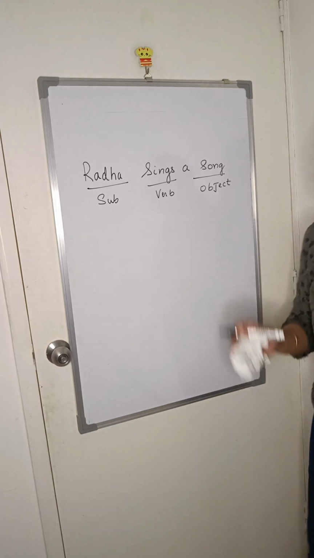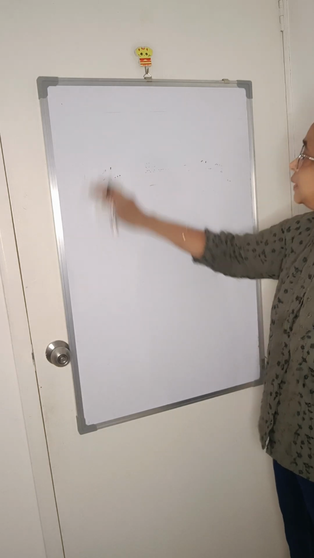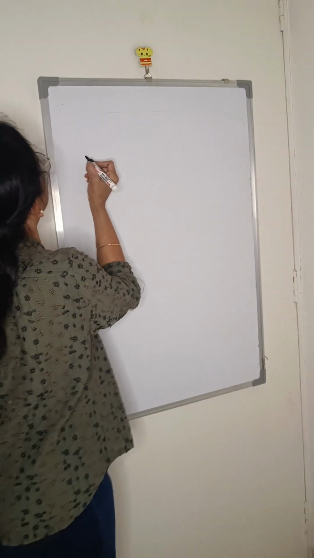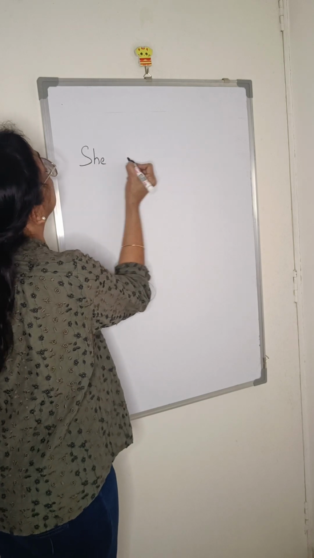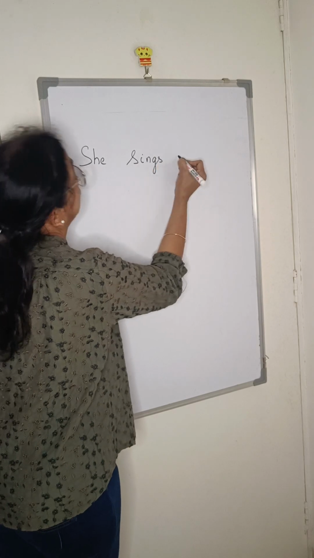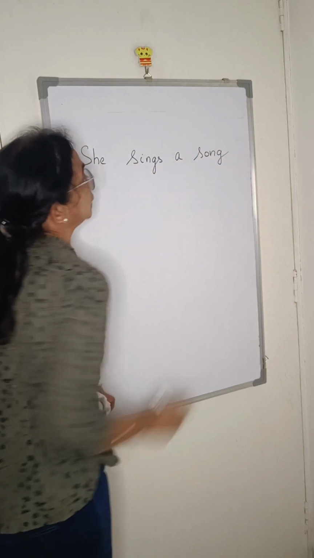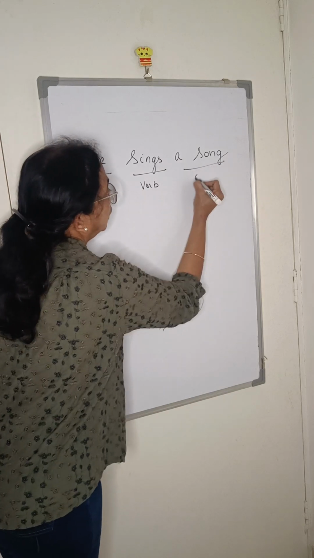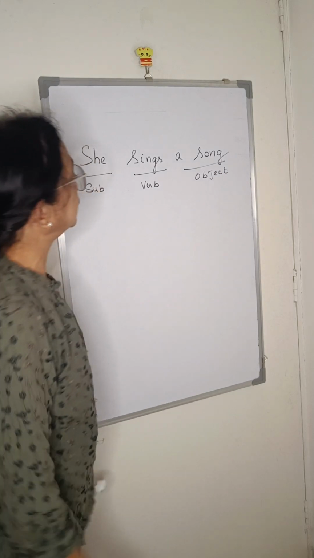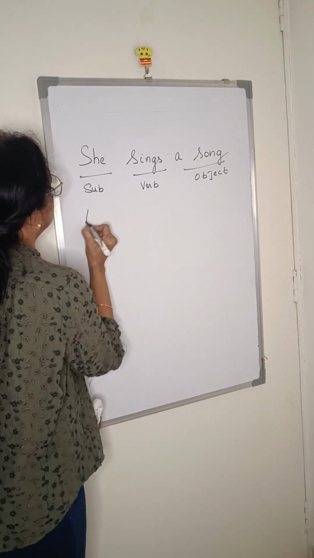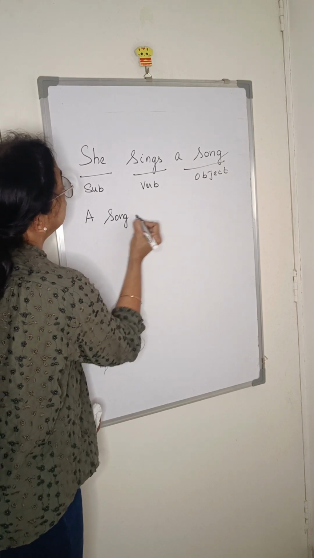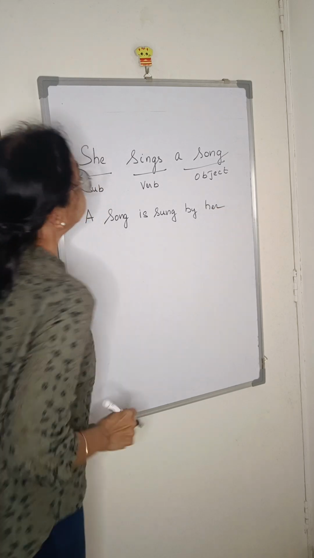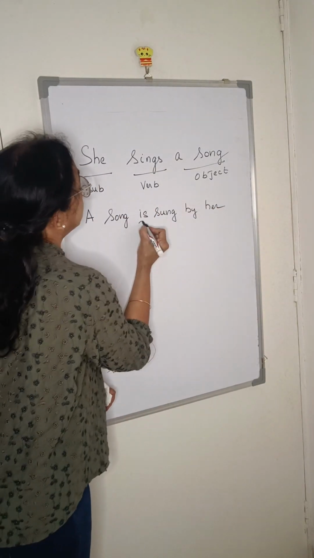So, today let's learn how to convert from active to passive, and passive to active. Let's take an example in simple present tense. She sings a song. She is the subject, sings is the verb, and a song is the object. How do we convert it into passive voice? A song is sung by her. Since it is simple present tense, we write "is" here.